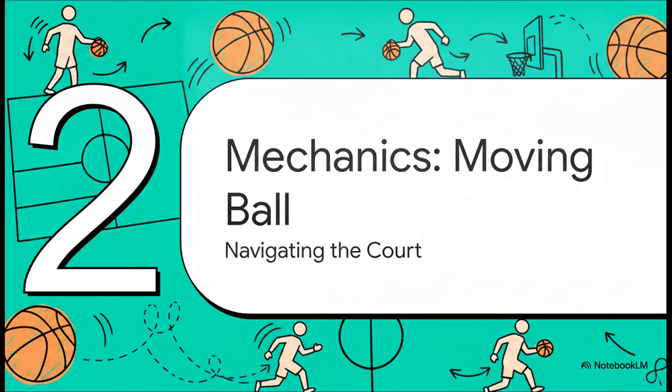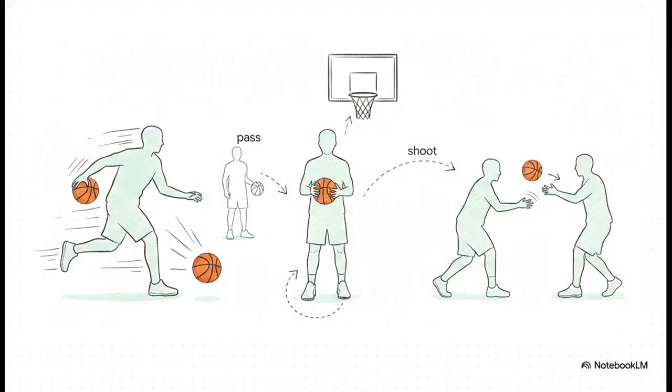Moving right along. Section 2. Mechanics, moving the ball, navigating the court. So how do you actually move this thing? Well, the ball can essentially only be moved in 2 legal ways. First is dribbling, which means you have to bounce the ball with just one hand while moving your feet. The second is passing, which is just throwing it to a teammate.